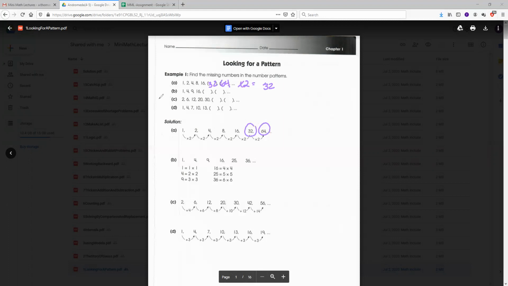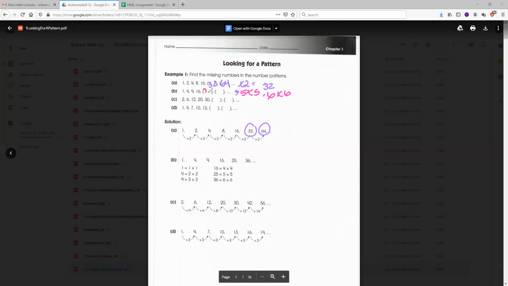Now let's look at B and find a different pattern. So 1 times 1 is 1, 4 is equal to 2 times 2, 3 times 3 is 9, 4 times 4 is 16. So this means we're probably going to be doing 5 times 5 for the next number, and then after that 6 times 6. So if we're doing 5 times 5 for the first number, 5 times 5 is equal to 25.